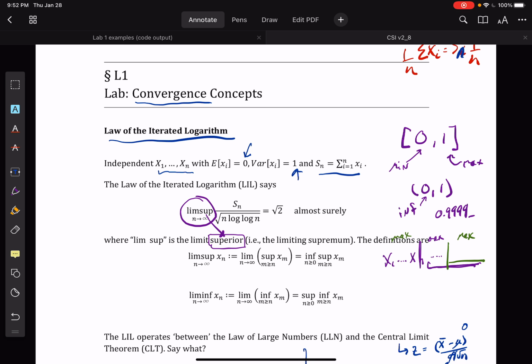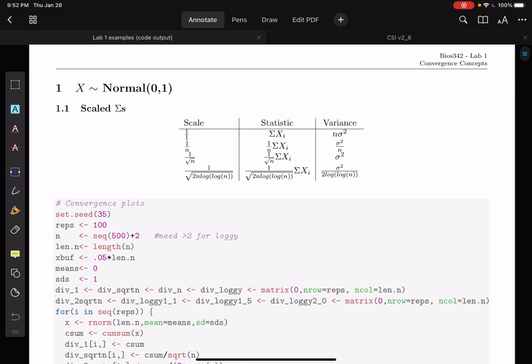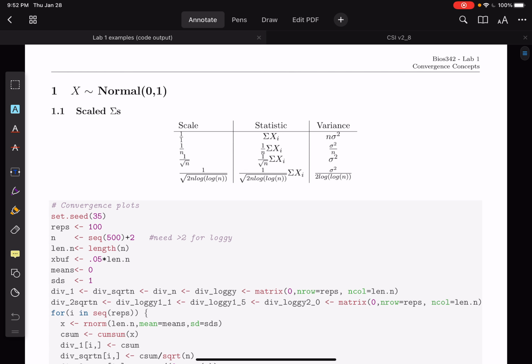There's a file in the Dropbox called Lab1 Examples, and it's code and output so you can see what's going on. It's an old school Sweave document, and it's got everything here. I'm not going to go line by line through the code, but I am going to talk about what was done. The data that we're using, the x's, are from a normal 0, 1 distribution. And here, for example, the scale is 1 over 1.